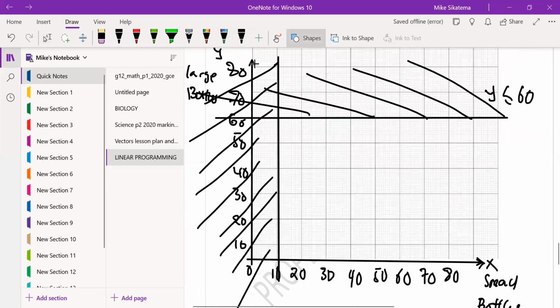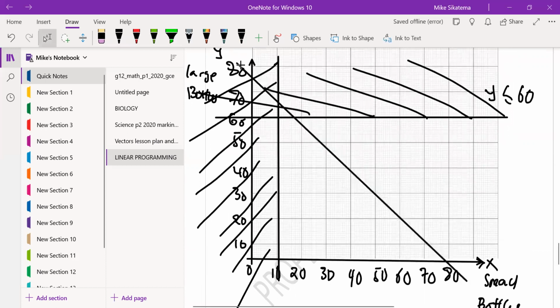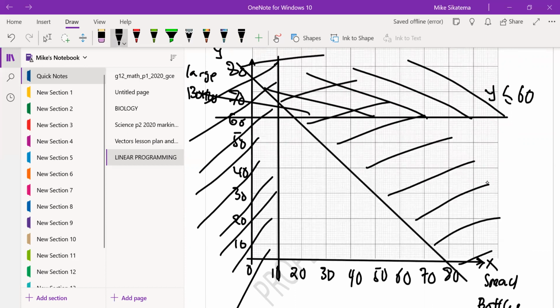So it's this line here from 80 to 80. So it's that line there. Since it's less than, we're going to shade above. So this is the line x plus y is less or equal to 80.